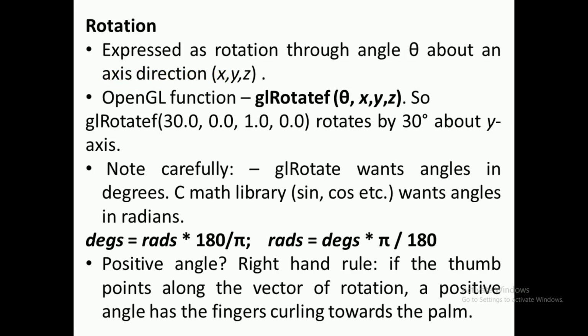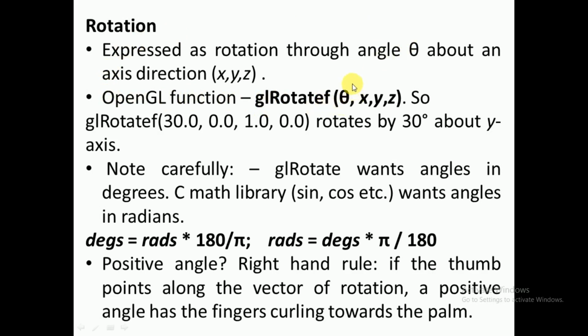But when it comes to 3 dimensions, you can rotate around z, you can rotate around y, and you can rotate around x. But by default in 2 dimensions, rotation is about the z axis. That's why we have the OpenGL function glRotatef.